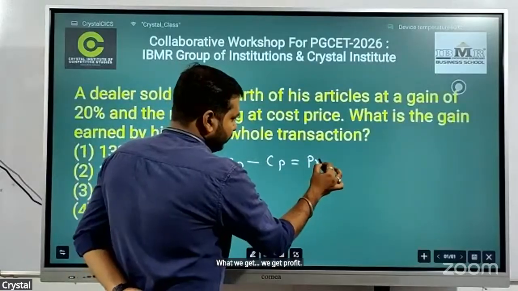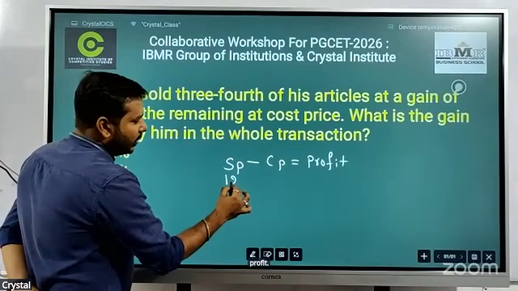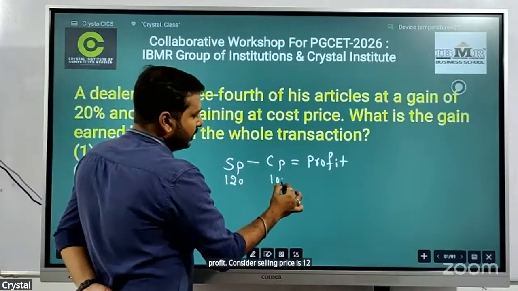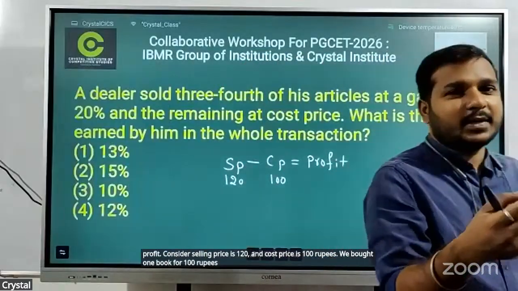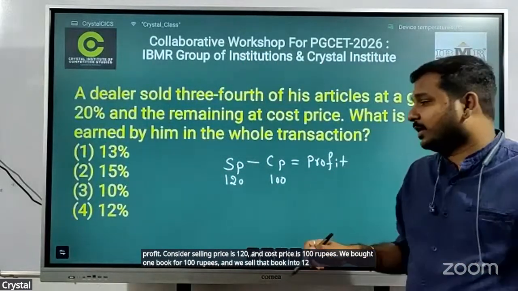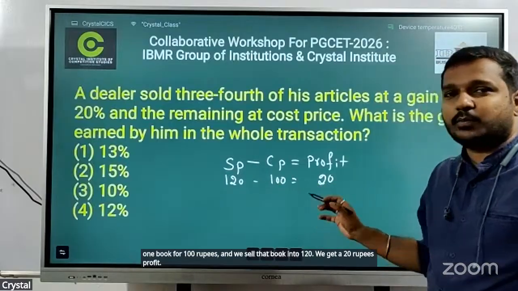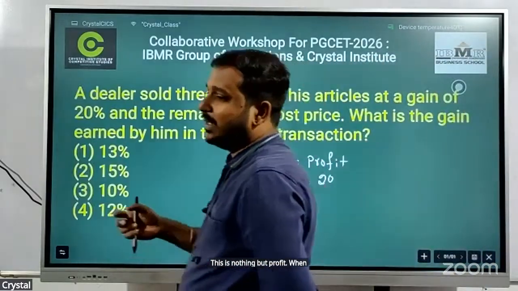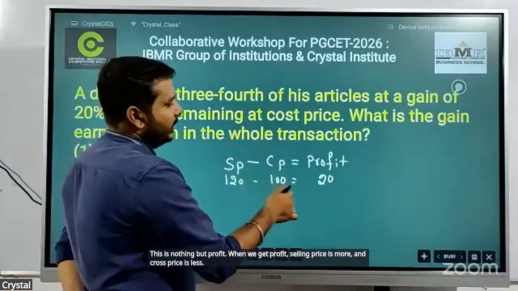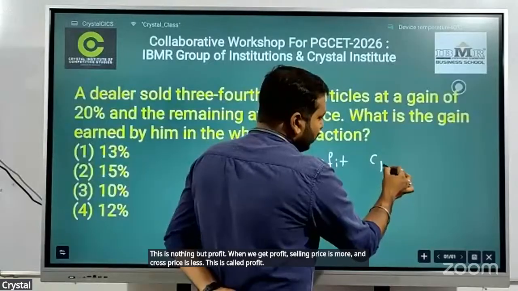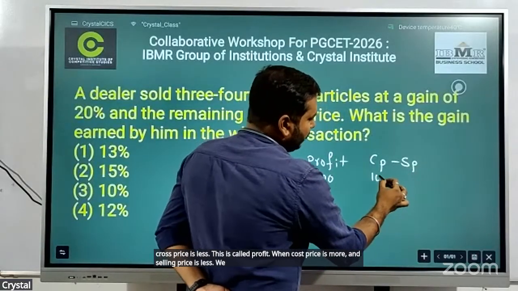Consider the selling price is 120 and the cost price is 100 rupees. We bought one book for 100 rupees and we sell that book for 120. We get a 20 rupees profit. This is nothing but profit. When we get profit, the selling price is more and the cost price is less. This is called profit.